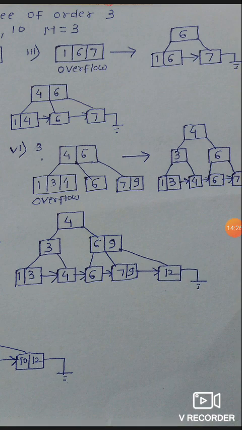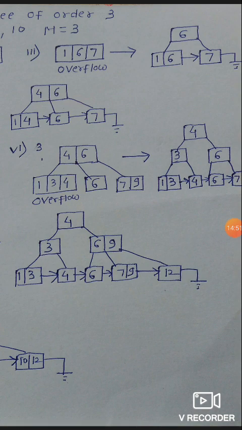Again 3 4 6 there is overflow, so I pick up this central node which is 4, central key which is 4. I create a new node which is having central data as 4. Left of 4 becomes 3, right of 4 becomes 6. But while writing left of 4, please do not write 3 comma 4 as it is not a leaf node.